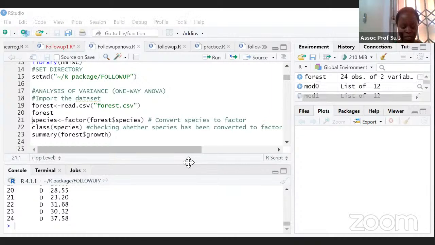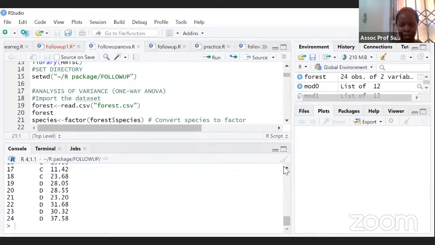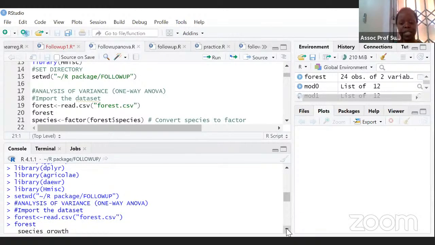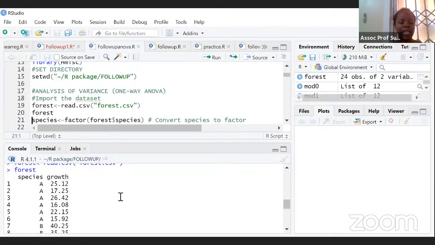Okay. So now when you put forest, it gives you all the data in the data set. And in this data set, we have species. There are 4 species. We have growth rate. That is the growth of those species. And I told you that in our analysis, we are going to assume, or we know that A and C are exotic and B and D are indigenous. And we are going to do our pre-planned comparisons using those criteria.